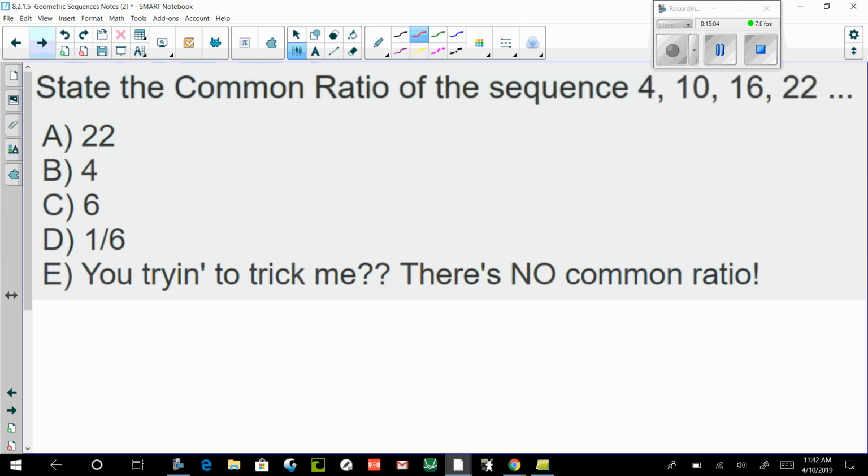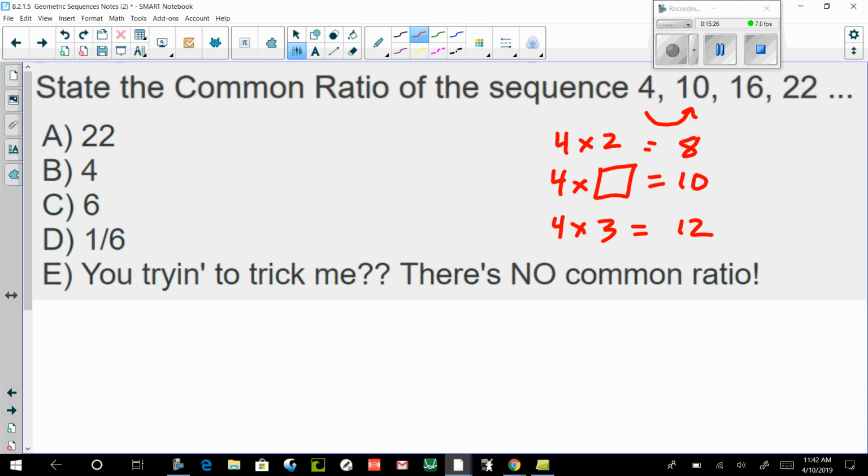State the common ratio of this sequence. This is a little bit trickier because we'd ask ourselves, I don't know what to multiply by 4 to get 10, because you aren't comfortable with 4 times what equals 10. We don't have any values. The thing I would tell you is that 4 times 3 is 12, and 4 times 2 is 8. And hopefully, based on this diagram right here, we can see what the common ratio is going to be.